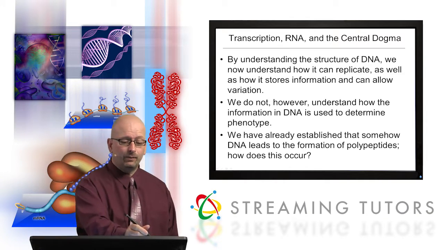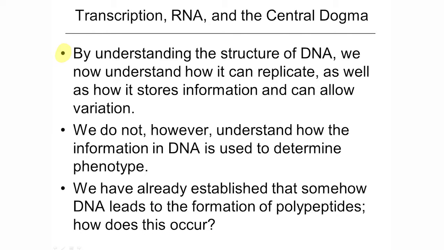So we've got now the structure of DNA down, courtesy of Watson and Crick. We understand, courtesy of them as well as Meselson and Stahl and others, how it can replicate, and we also understand the basic idea of how it can store information and allow variation. If you remember, replication, storage, and variation were the three things that we said needed to be done by the molecule, DNA, that was going to be the genetic material.